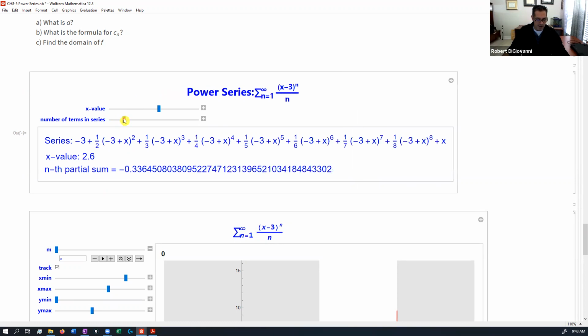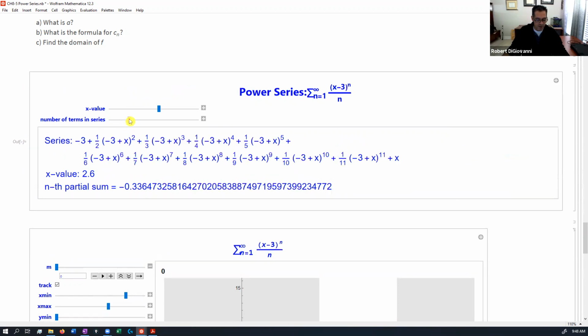Okay, I think she's got it. All right, so do y'all see this number, 0.333? Do you see that it's converging? It's staying around 0.33, negative 0.33, right? Now, what will happen if I change my value of X to 3.3? See, I still have a nice number.